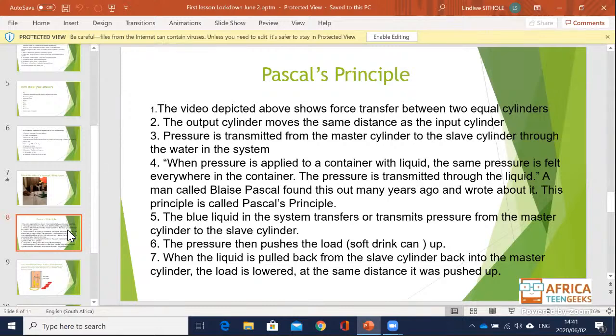The blue liquid in the system transmits pressure from the master cylinder to the slave cylinder. The pressure then pushes the load, the soft drink can, up. When the liquid is pulled back from the slave cylinder into the master, the load is lowered, as we all saw. Now, that is an application of Pascal's principle. If you want to do this at home, please make sure that no bubbles form between your two cylinders, because bubbles have an effect on the transmission of pressure.